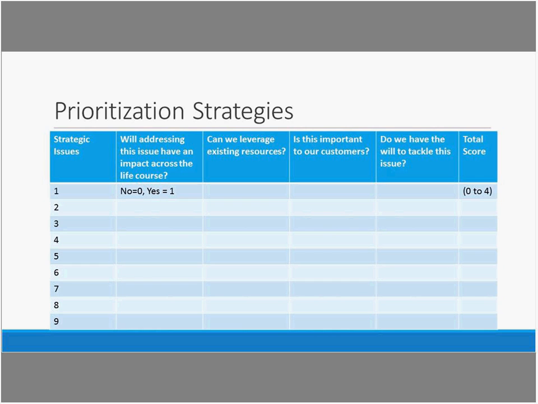They're offering yes or no to each of these, and then you add up your yeses to get a score from 0 to 4 for each of the strategic issues. If you have a lot of strategic issues, it's better to use a scale than a yes or no.